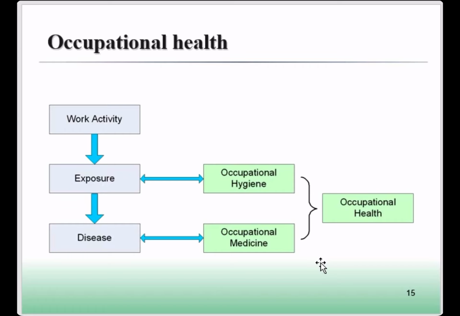So in occupational health, we look at work activity: if the worker is exposed to different occupational hazards, they may get occupationally related disease. For the exposure, occupational hygiene is very important. We know the 4 different steps of occupational hygiene for occupational hazard exposure: anticipation, recognition, evaluation, and control. And for the disease, we can use occupational medicine to help the patient. Put them together, and that is occupational health. So occupational health includes occupational hygiene. That is why we talk about occupational hygiene first.